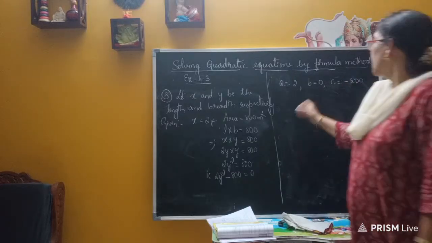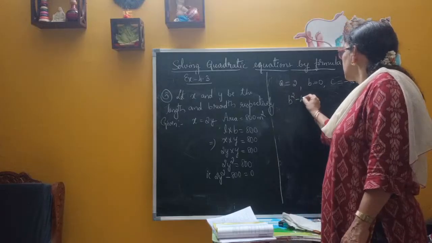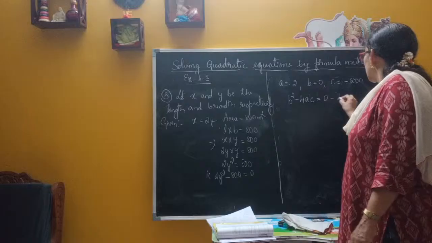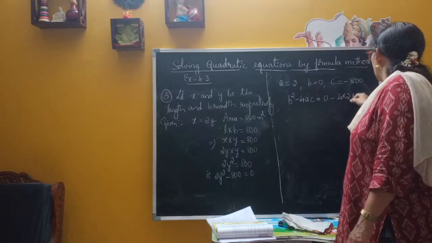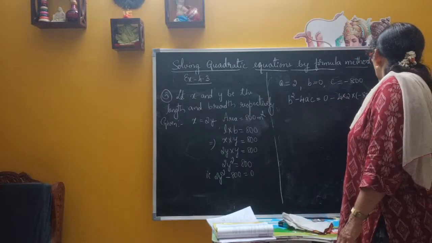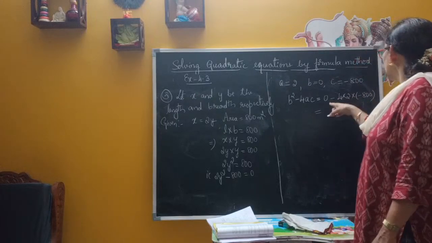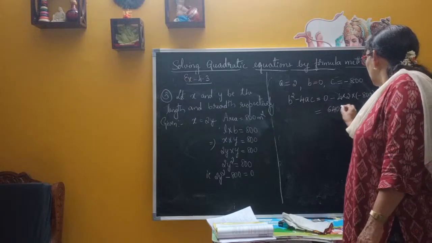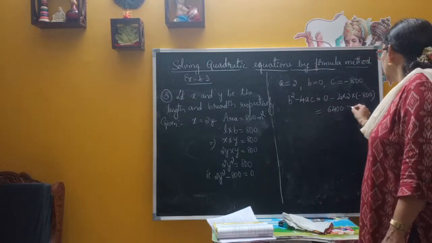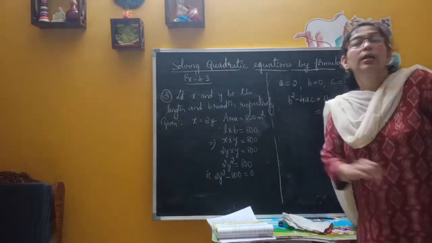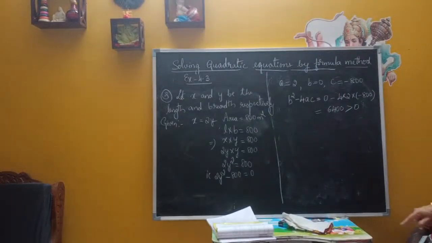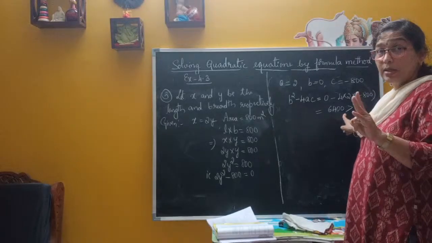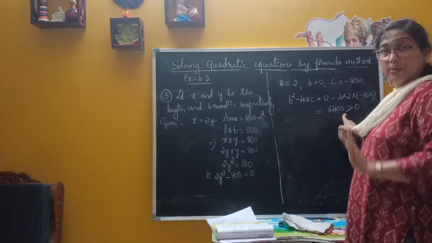Discriminant B square minus 4ac is equal to 0 square is 0 minus 4 into A 2 into C minus 800. So minus into minus plus, 4 2s are 8, 8 8s are 6400. This is greater than 0. Then this situation is possible because we get real roots. Two distinct real roots we get. That means one would be the length, other would be the breadth.